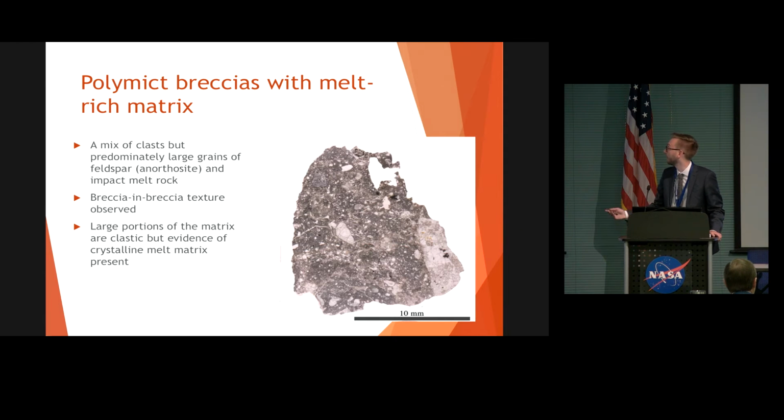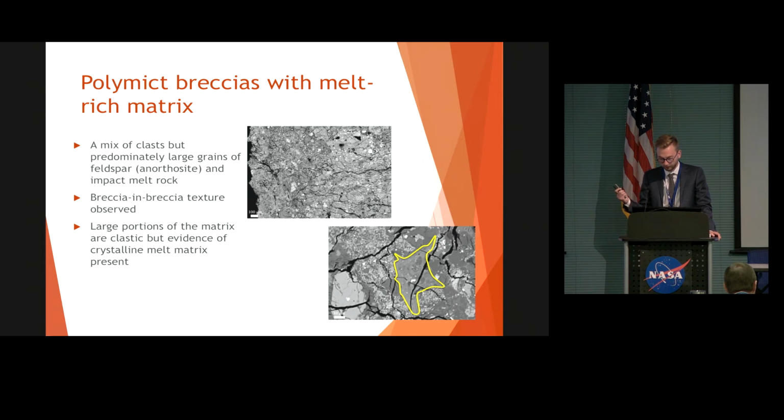All of the North Ray craters fit into the melt-rich with the melt-poor Polymict Breccias. The Polymict Breccias with a melt-rich matrix, however, once again have anorthosite and melt-rich classes. However, within the matrix, we do see glass and impact melt rock acting as a binding agent.